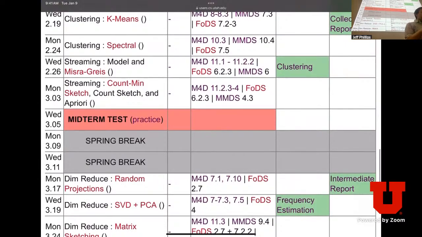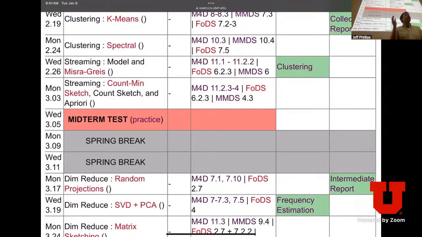The next homework will be on frequency estimation. I haven't posted this yet, maybe by the end of the week, maybe early next week. It's not due till after break. I'm hoping it'll be a little bit shorter than some of the other homeworks.